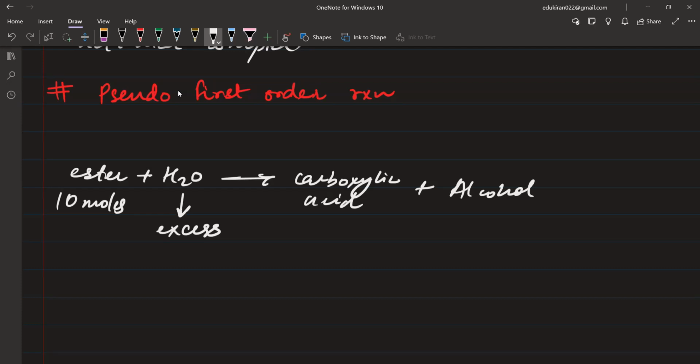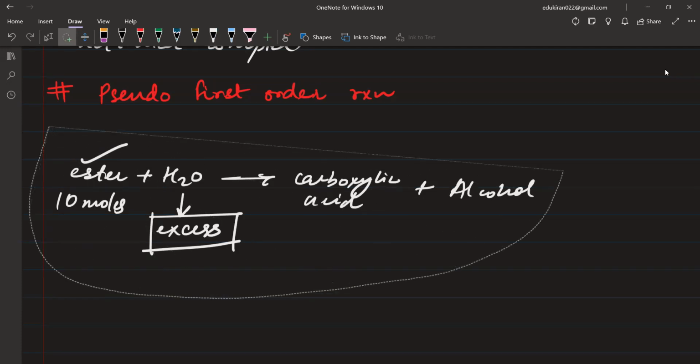Okay, so the reactions in which you can see water is in excess are not truly first order reactions. That means if you change the concentration of water, it is not going to affect the rate of reaction. The rate of reaction is only affected by the ester molecule. The H2O molecule has no role in the rate of reaction when it is in excess. So this is not truly a first order reaction, but because one of the molecules is in excess, it becomes a first order reaction. And when it becomes a first order reaction, we say these are pseudo first order reactions. They are not truly first order, but they become first order in the presence of a reactant species in excess.